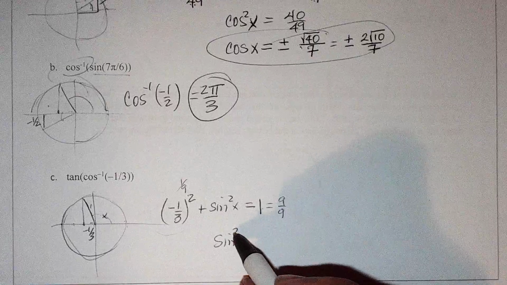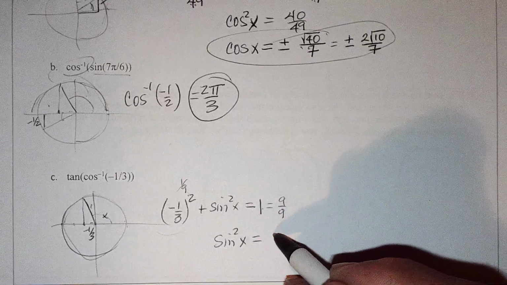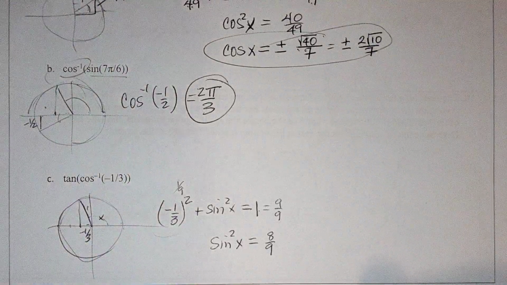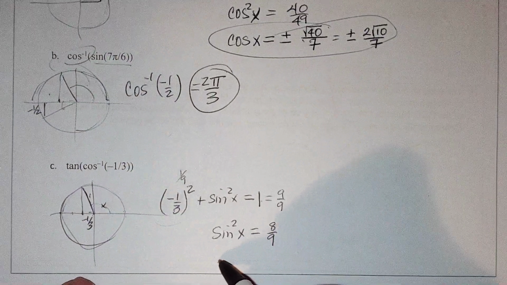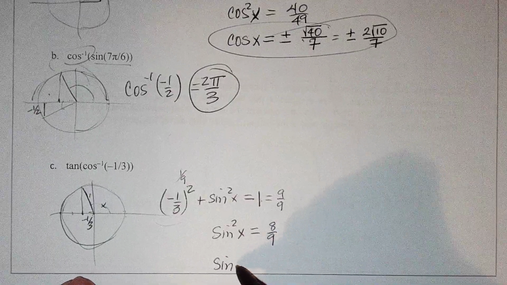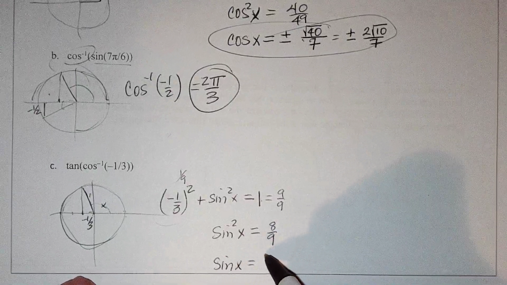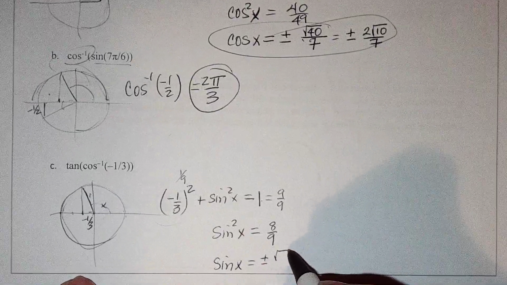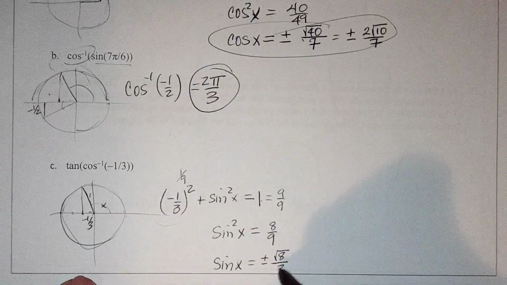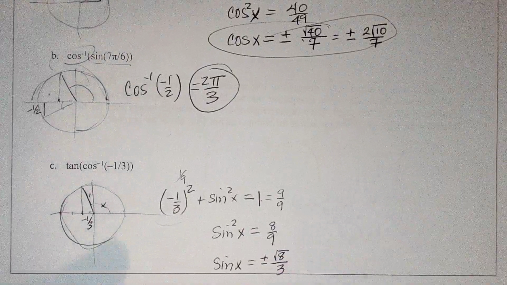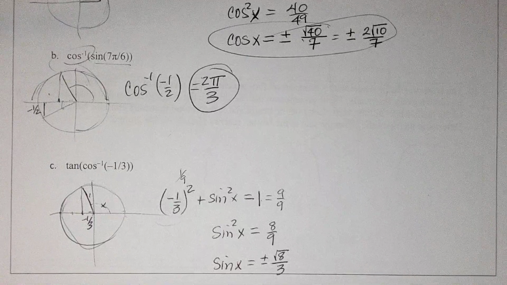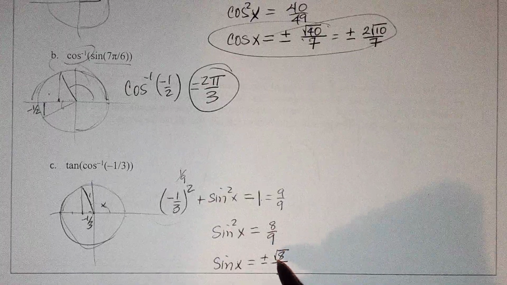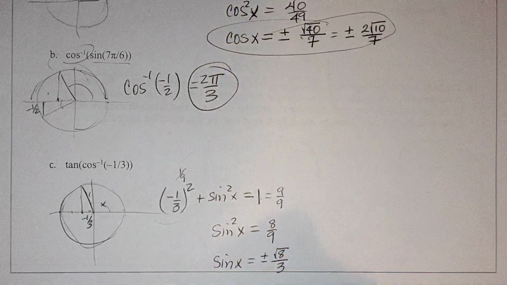and I get the sine squared x equals 8/9, and so the sine of the angle is either plus or minus the square root of 8 over the square root of 9. And I could simplify that to 2 square roots of 2. The square root of 8 is 2 times 2 times 2. 2 of them come out as 2 square roots of 2. But I don't need to.